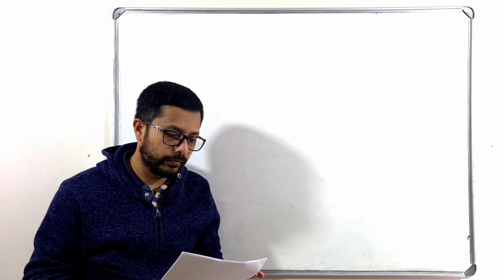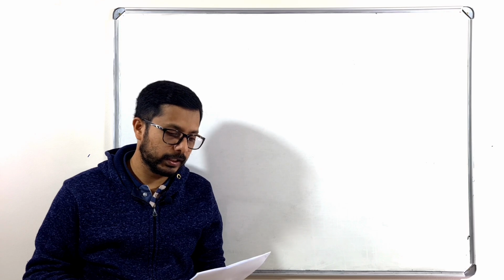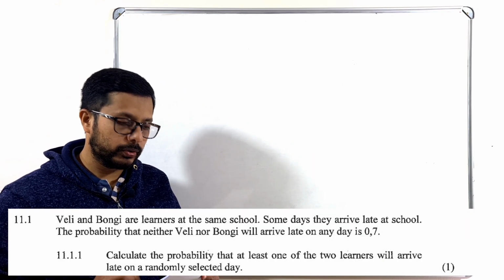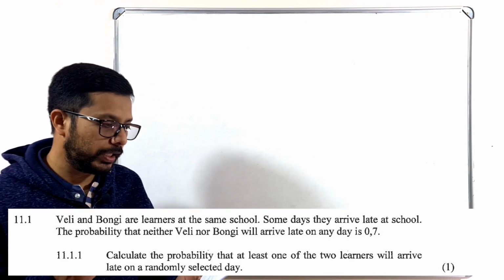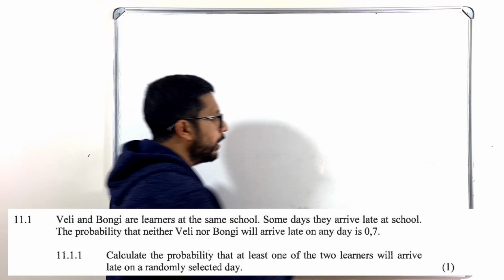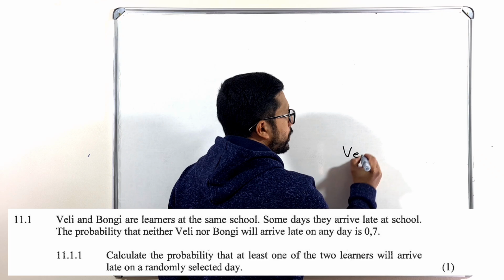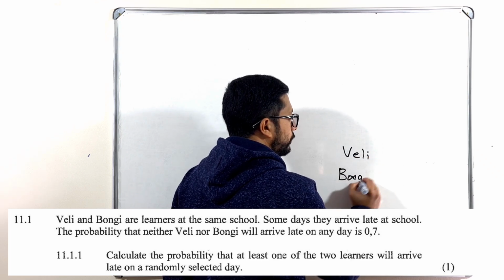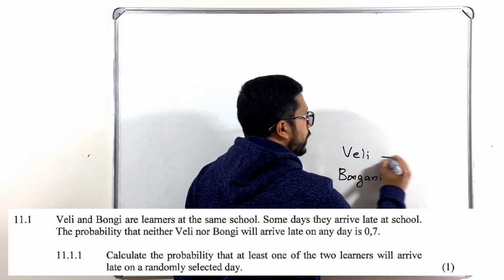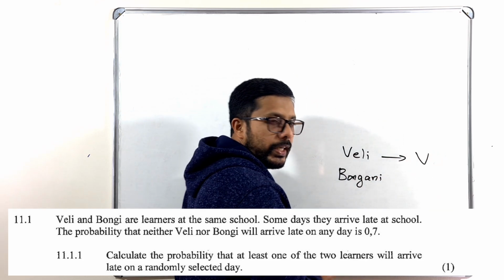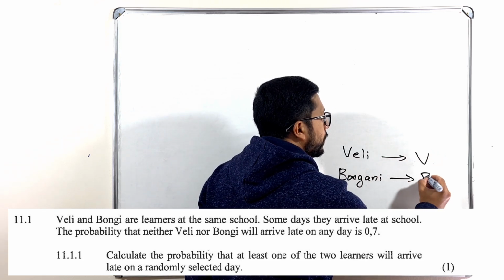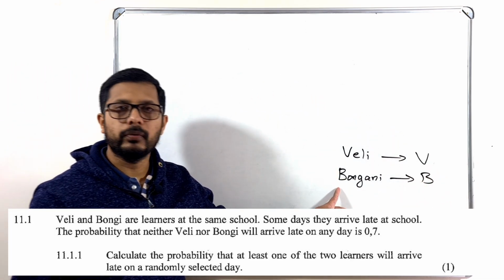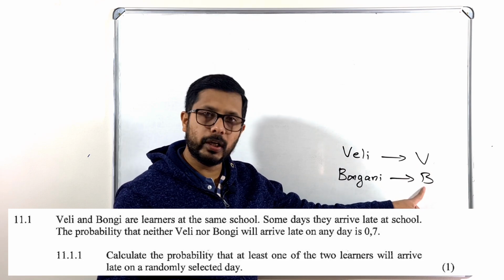Probability is question number 11.1. What is the first question? Veli and Bongani are learners at the same school. So there are two learners, one is Veli and the second one is Bongani. We represent Veli with V and Bongani with B.